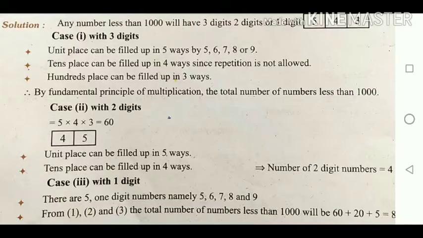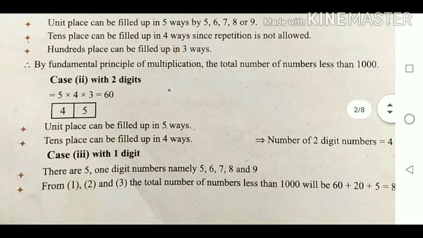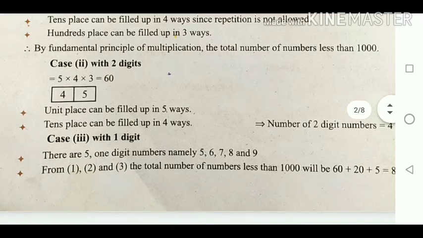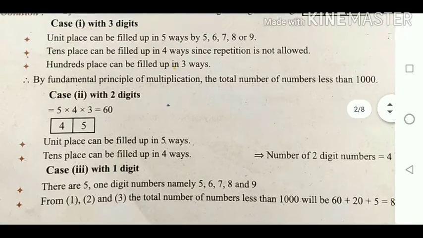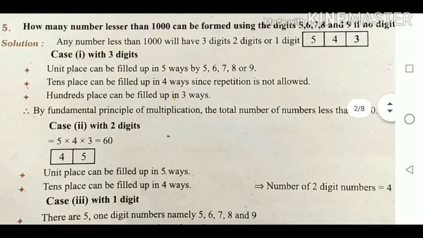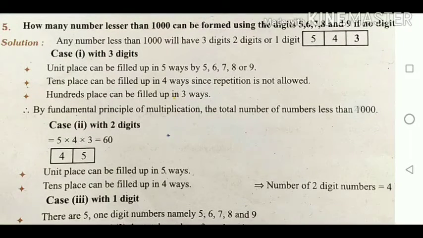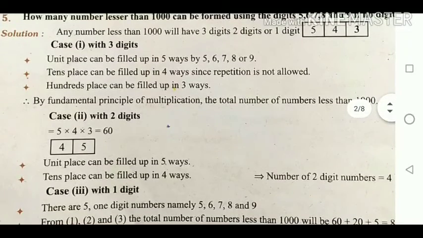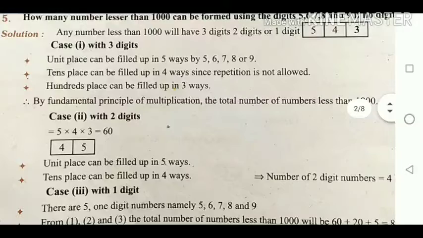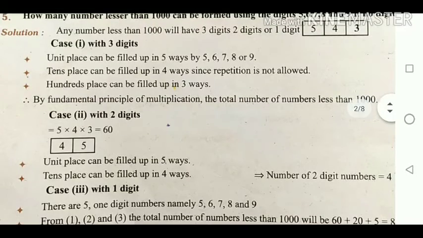In case 1, I spoke about the 3-digit number. 3-digit numbers start from 100 to 999. Go to the second case, case 2 with the 2-digit number. 5 into 4 into 3: the numbers less than 1000 have 3 digits, 2 digits, and 1 digit. That is 5 ways, 4 ways, and 3 ways. This is for the 3-digit number.